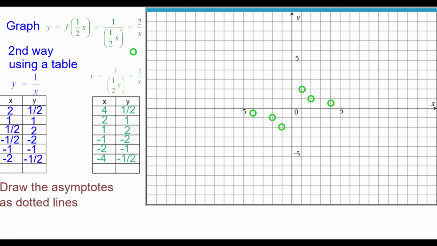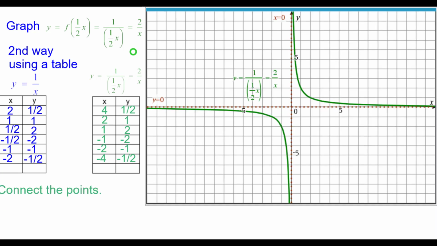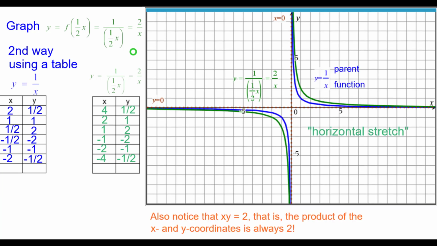Draw the dotted asymptote lines, the x-axis and the y-axis. Connect the points, and we'll compare it to the parent function. And again, the green function is a horizontal stretch of the blue parent function. Also notice that the product of x times y on the green is always equal to 2.